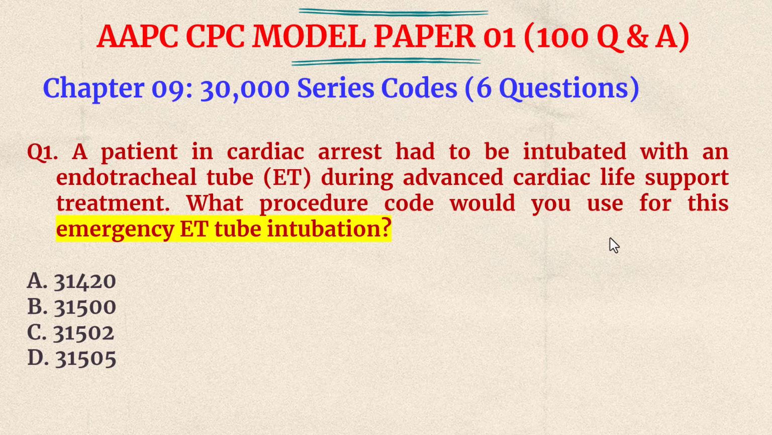In this question, it's a straightforward one. There is an emergency endotracheal tube intubation. So when you see the codes, 31420, 500, 502, and then 505. So these all three codes are nearby codes. So you can guess the answer should be within these three codes. So you can use the elimination method to find the answer. So let's directly go to the code.